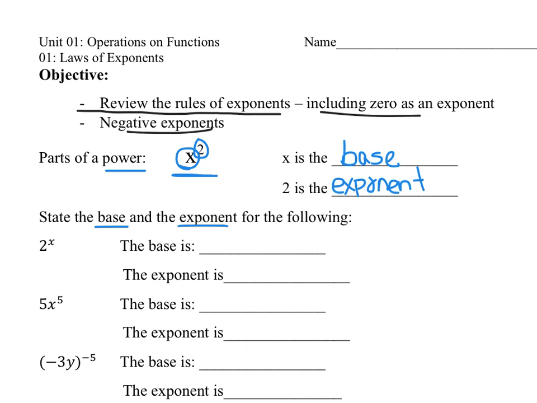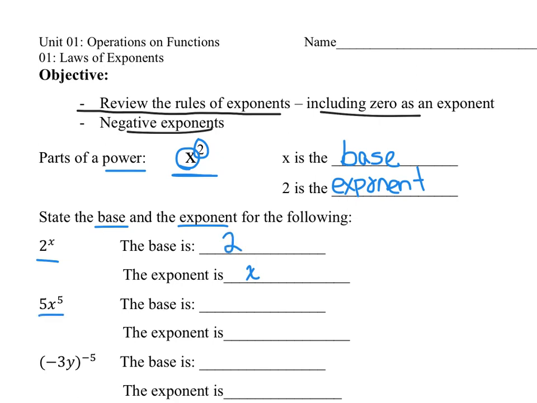I find it easier to identify the exponent first. I probably should switch those around, but whatevs. So if you look at 2 to the x, what is the exponent? So right here, what is the exponent? Well, the exponent is x. What is the base going to that exponent? Well, that's the 2.